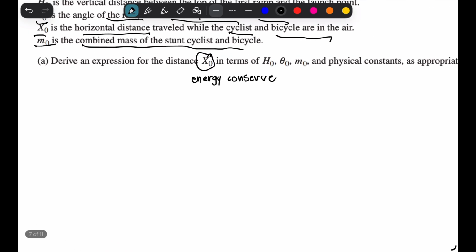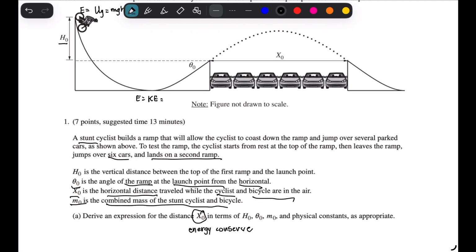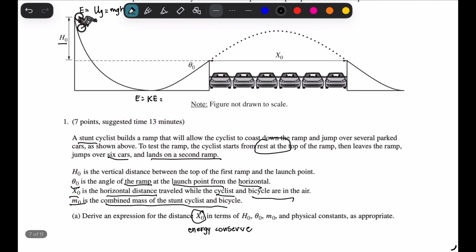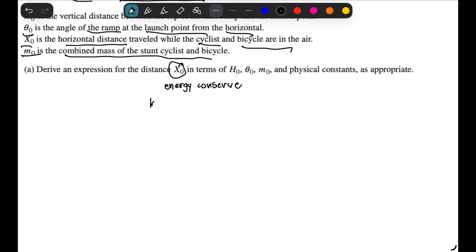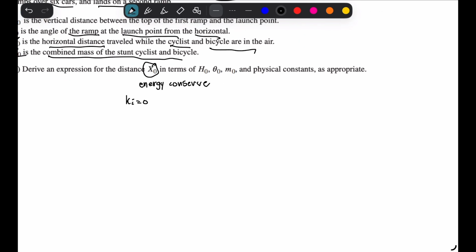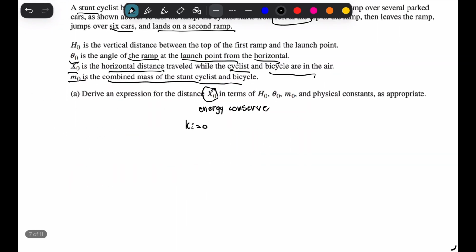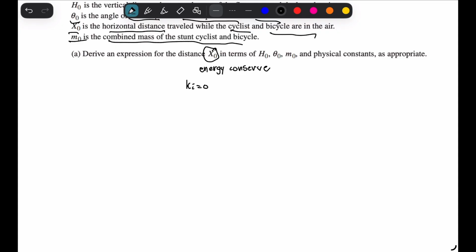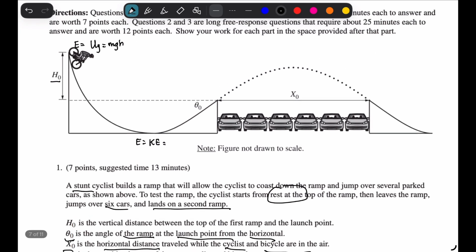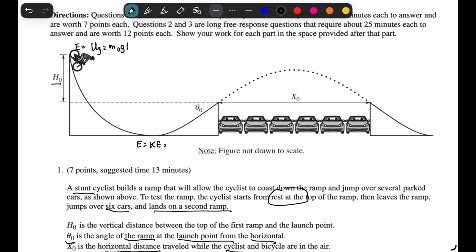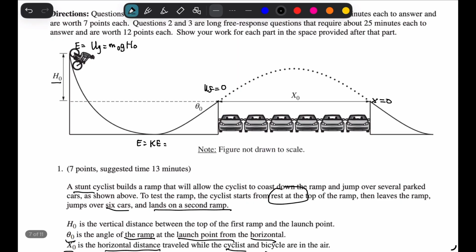Since the cyclist starts from rest at the top of the ramp, when we write our equation, we can write K initial is equal to 0. That means we're going to use our launch point as our 0 level for gravitational potential energy, because we can choose whatever point is most convenient for us. So at the top of the ramp, we have M initial, g, H initial. Then at our launch point, where we start our projectile motion, our potential energy final is equal to 0, because this is our new x equals 0. Convenient for us when we're doing our conservation of energy.